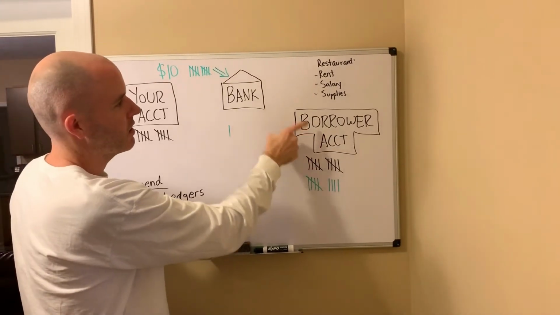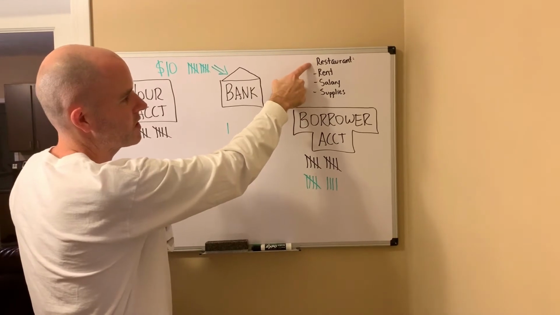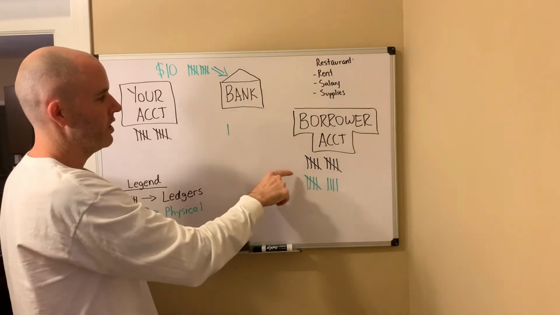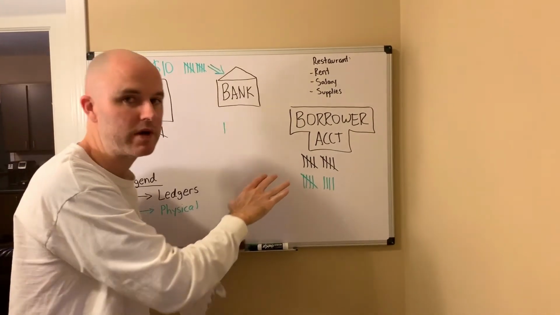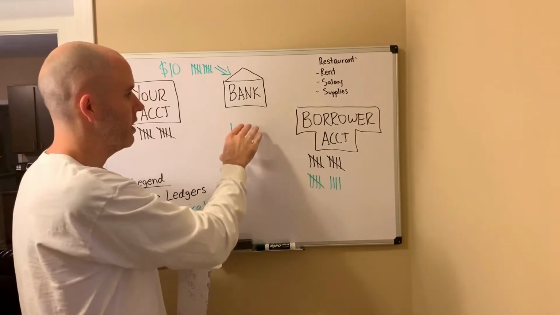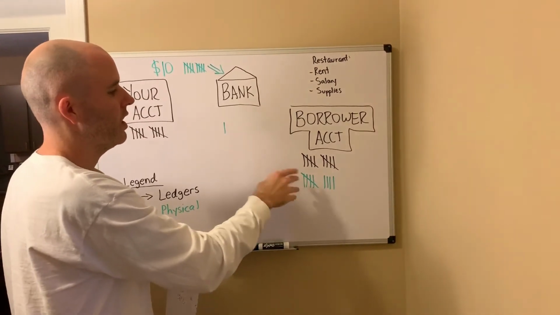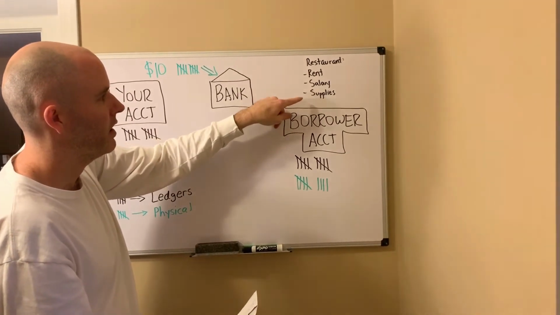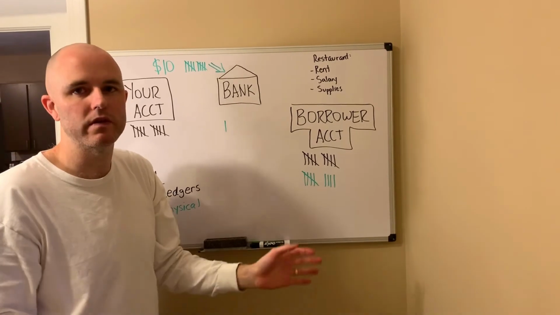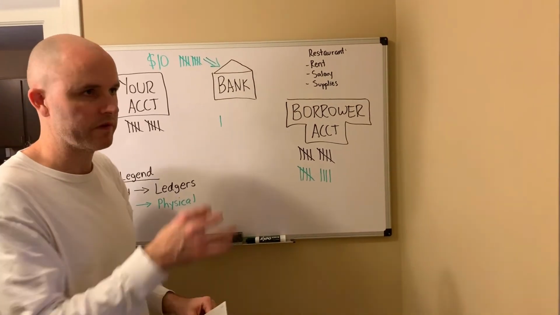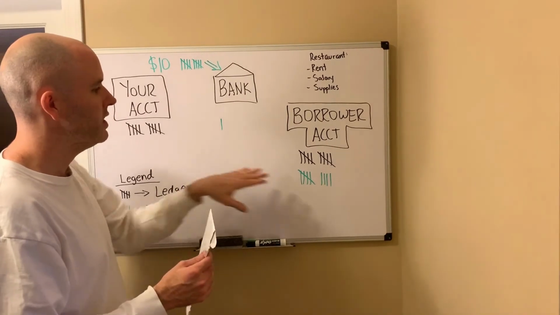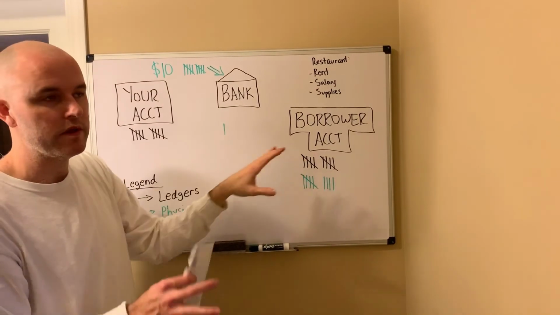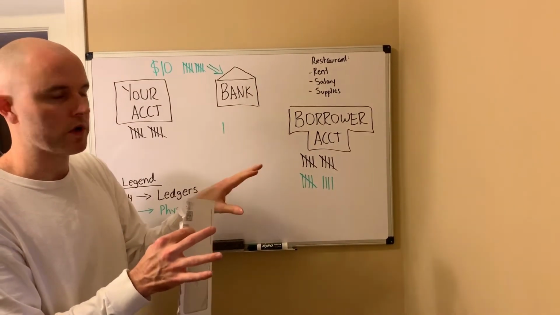So a borrower comes along who wants to open a restaurant. The borrower is able to borrow $9 of the $10 that was initially there. Obviously they're going to use that for things like rent, salaries, supplies, hamburger buns, napkins, cleaning supplies, things you need for a restaurant. And so once the bank lends out your money to the borrower, this is how the breakdown works.